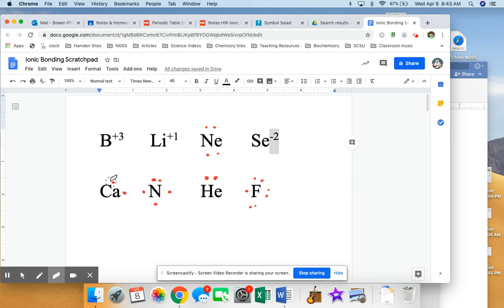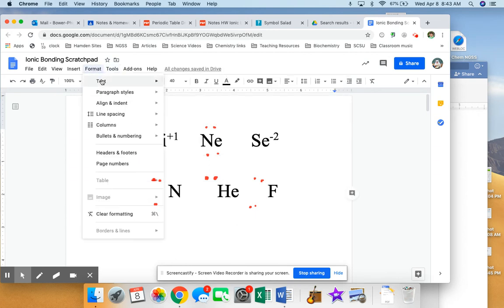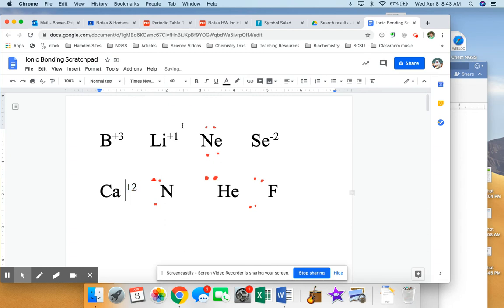Ca wants to get rid of these 2 electrons, so when it gets rid of 2, now it becomes a +2 ion. Again, I'm going to put that into a superscript. Superscript, +2 for Ca. N had 5 electrons. 1, 2, 3, 4, 5. The easiest thing for N to do is to get 1, 2, 3 more electrons because electrons have negative charge. When you add more electrons, you get a negative charge. So N now has a -3 charge. I'm going to erase those other ones so you can't see them.